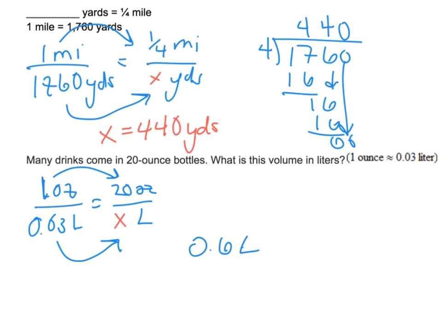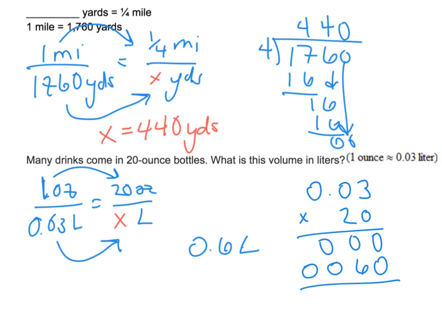And remember, if you don't remember how to do this off the top of your head, you can just multiply it out. 0.03 times 20. We know our 0 is going to cover the first row. Let's put a 0 in as a placeholder. 2 times 3 is 6. The others are zeros. Add it up. And we need to make sure that we put our decimal in. We've got 2 decimal places, 0 decimal places here, so this becomes 1, 2, and we have 0.6.